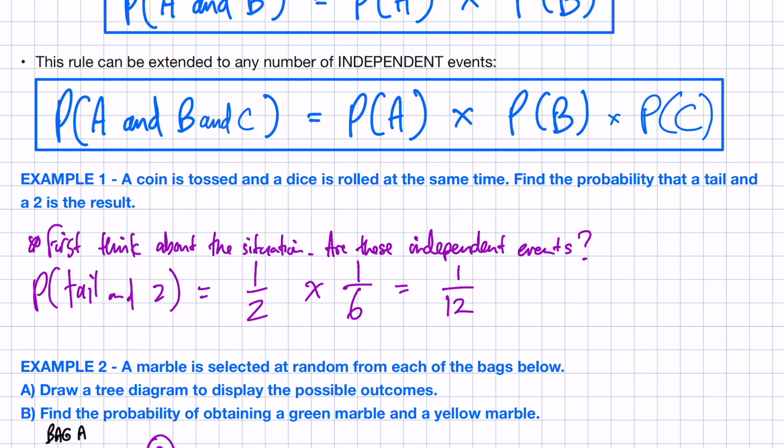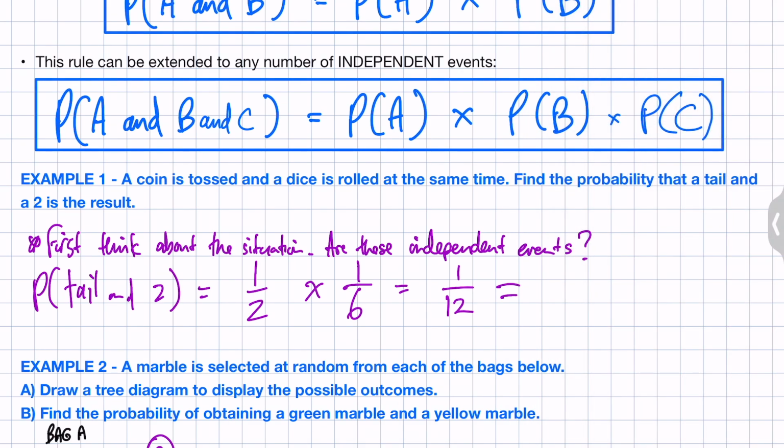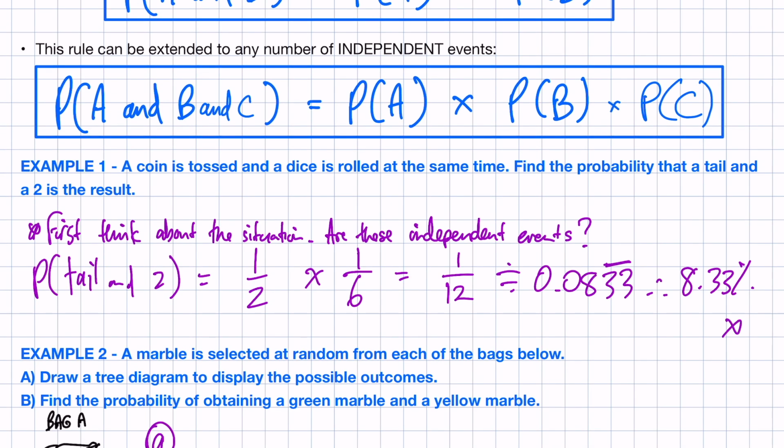1 over 12 chance. If your question says, can you express it as a percentage, you could go 1 divided by 12 is a decimal. What percentage would that be? 8.33. Good. So which is approximately equal to 0.0833 recurring, therefore 8.33% chance of that occurring. Slightly basic example there. I'll give you a few moments to get that example down, please. A coin tossed and a dice rolled, independent of each other.